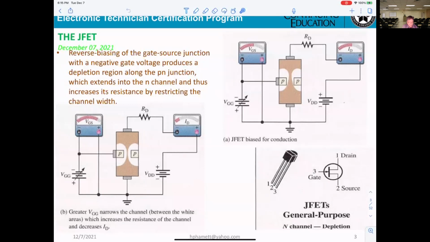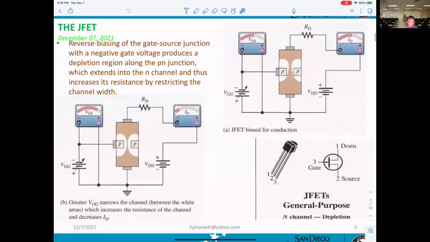Okay? Any questions? The thing is you have to read the handout, okay? Reverse bias of the gate-source junction with a negative gate voltage produces a depletion region along the PN junction, which extends into the N channel and thus increases its resistance by restricting the channel width. That means more resistance. That means the channel will be narrow. Okay.